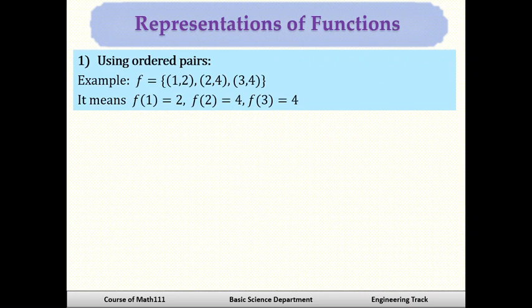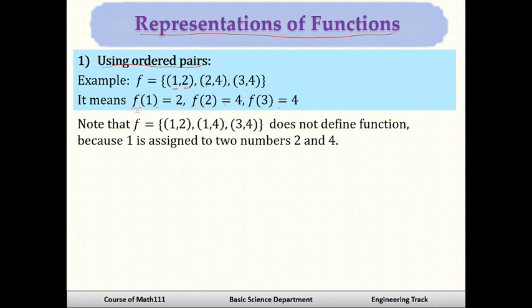Now there are some different representations of functions. The first one is using ordered pairs. You can write the rule between x and y values by listing the ordered pairs. So if it is given f equal to the set of ordered pairs (1, 2), (2, 4), (3, 4), it means f of 1 equals 2. 1 and 2 are matched by this function. So f of 1 is equal to 2, f of 2 is equal to 4, and f of 3 is equal to 4.